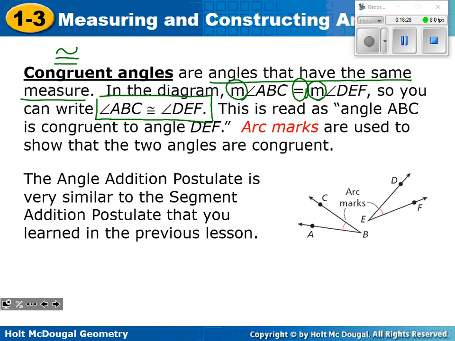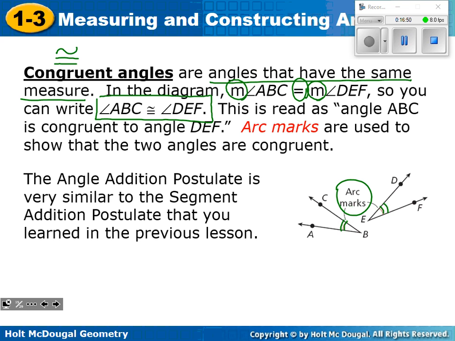And then just like on segments, we have tick marks. For angles, you have arc marks. So in order to show you that they're congruent, they'll put a little arc and a little arc, or sometimes they'll do two arcs and two arcs, or sometimes it'll be one arc and two arcs, meaning that they're not congruent. Okay, so look for those arc marks in pictures because they're giving you important information.